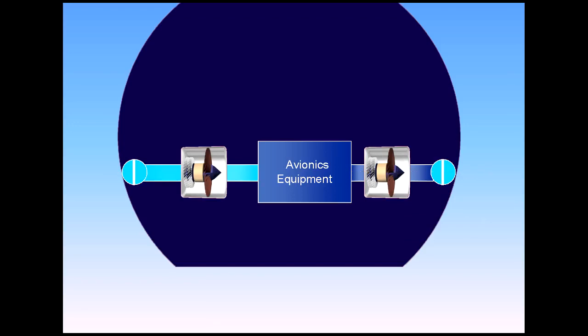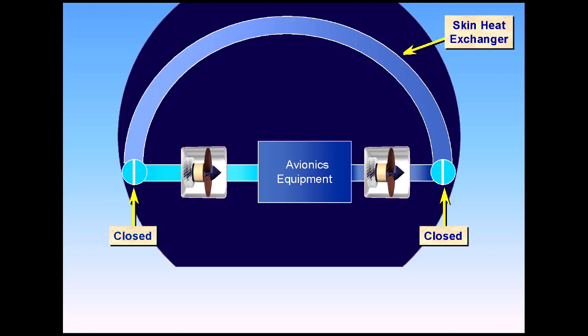If, on the ground, the ambient air temperature is below a specified value, the valves will be closed and air from within the aircraft is used. A skin heat exchanger is used to cool the circulated air. This is known as closed circuit configuration.